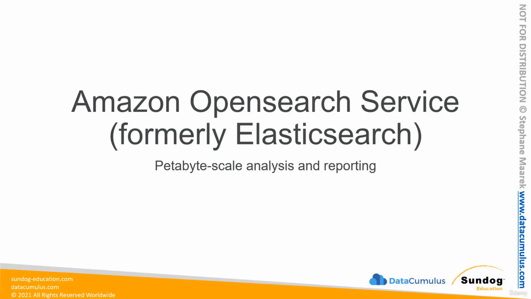So let's dive into Amazon's OpenSearch Service, which was formerly known as Amazon's Elasticsearch Service. We'll get into the history there shortly. But it's a pretty exciting technology for doing large-scale analysis and reporting at petabyte scale. And what's interesting is that even though OpenSearch, formerly Elasticsearch, started off as a search engine, that's fundamentally what it was made for originally, it's not just for search anymore. Really, it's primarily for analysis and reporting these days.